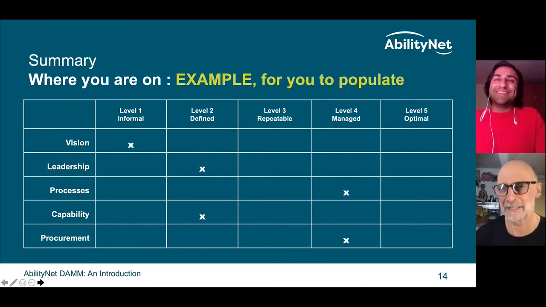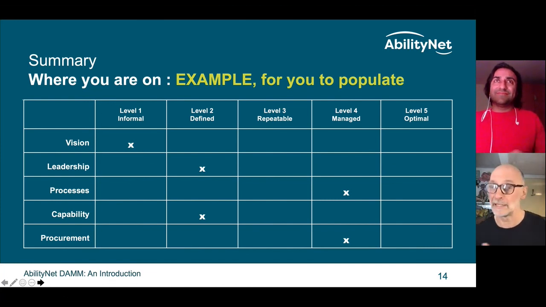Now, obviously the next step is, okay, well, maybe you could get to level 2 on vision, level 3 on leadership, level 5 on process, level 3 on capability, and level 5 on procurement. It's as simple as that, really, for us when we're starting to talk and work with you. And it really just simplifies and breaks into the what am I going to do next?